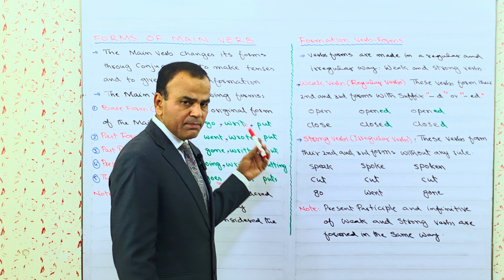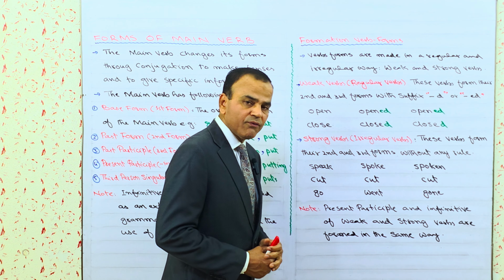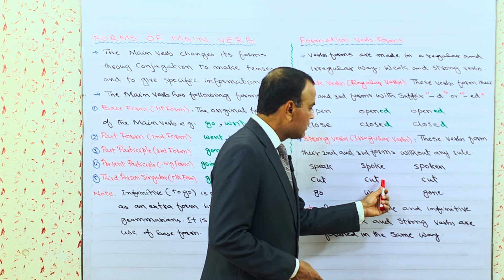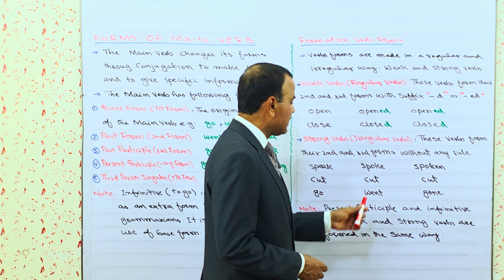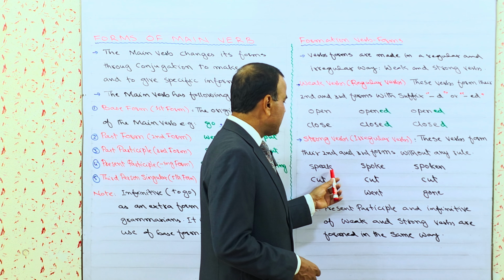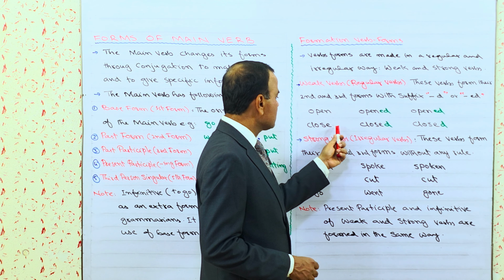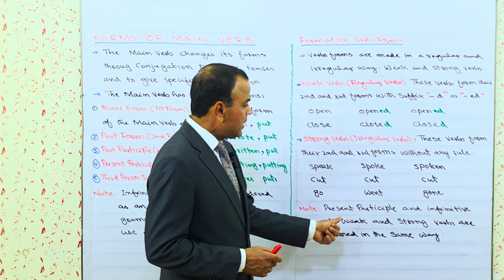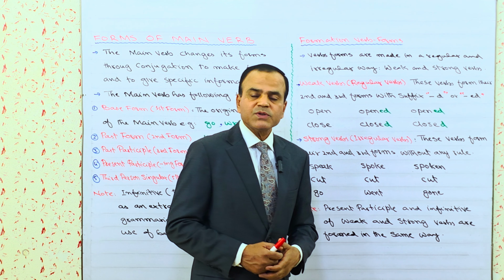Now, as I earlier mentioned, if I'm making the ing form of the verb cut, simply I will add ing at the end of it. That will be the suffix. I say cut, cutting. Speak, speaking. Go, going. Open, opening. Close, closing. So the present participle and infinitive forms of weak or strong verbs are made in the same way. There is no problem with them.